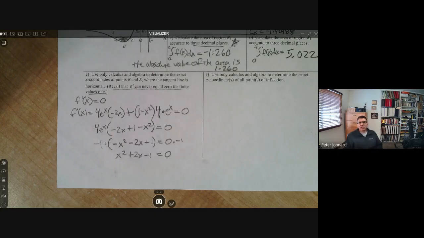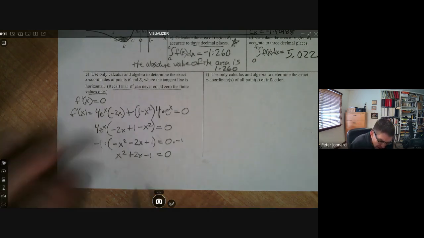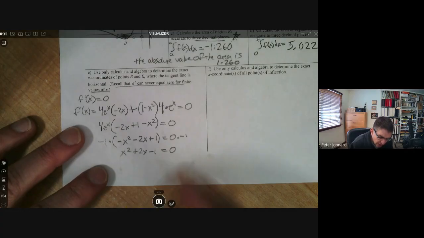Okay, and so now the question is, how on earth can I do this? It says use only calculus and algebra to determine the exact x coordinates of these points. And so can I get this thing to work out?